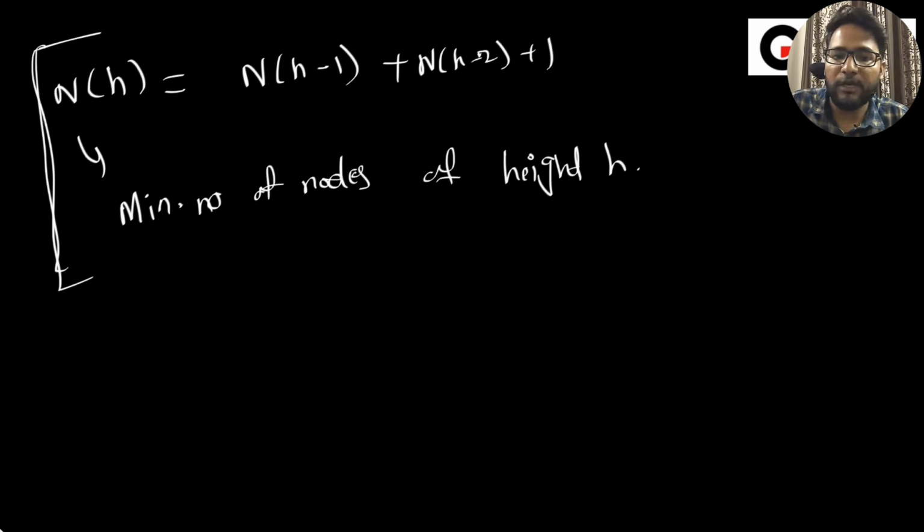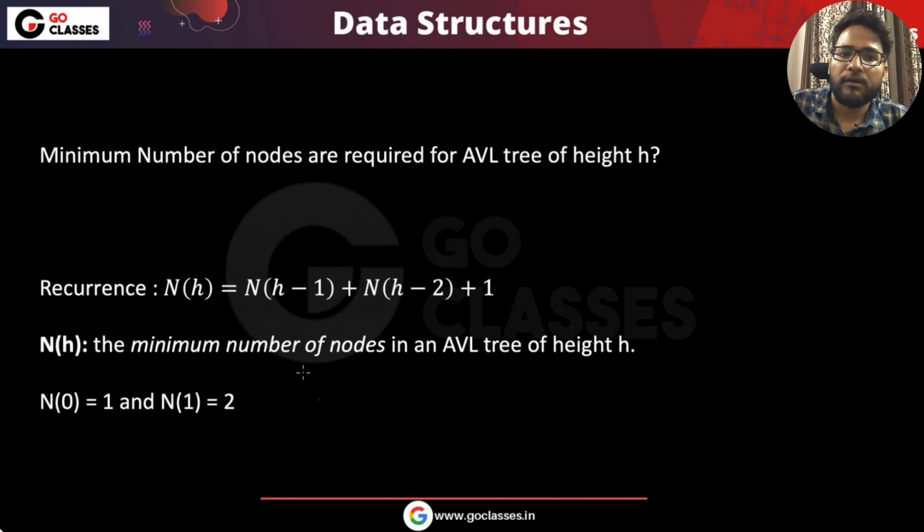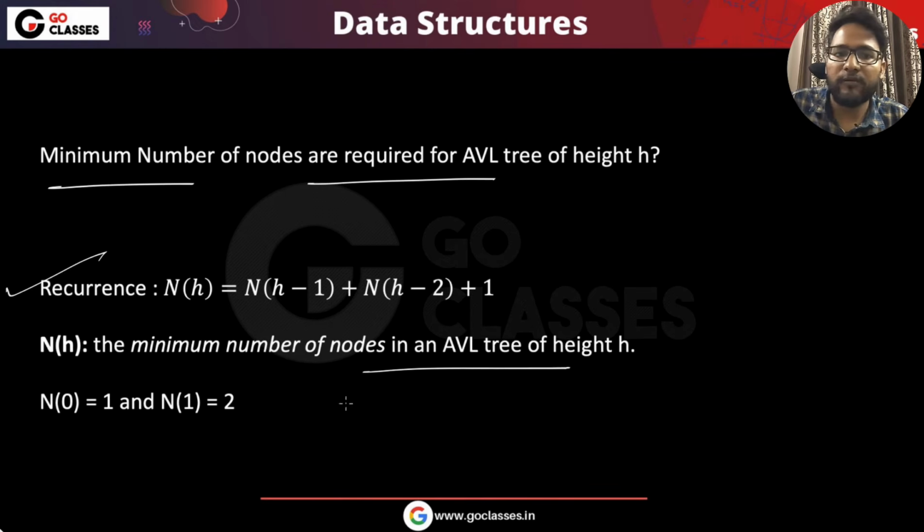Okay, let me give you some examples. So the minimum number of nodes required for an AVL tree of height h is this, the recurrence is this, where nh is the minimum number of nodes in an AVL tree of height h.